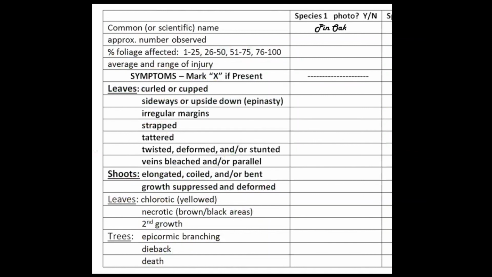So if we were filling out our form, we write here in the common name section, we say we looked at 3, and how we fill this out is we would say with regard to symptoms, and we're just looking at indicative symptoms now, we have curled and cupped, and we have twisted, deformed, and/or stunted. And that would be the report for pin oak at this site, except for 2 items, which we'll talk about in just a moment.